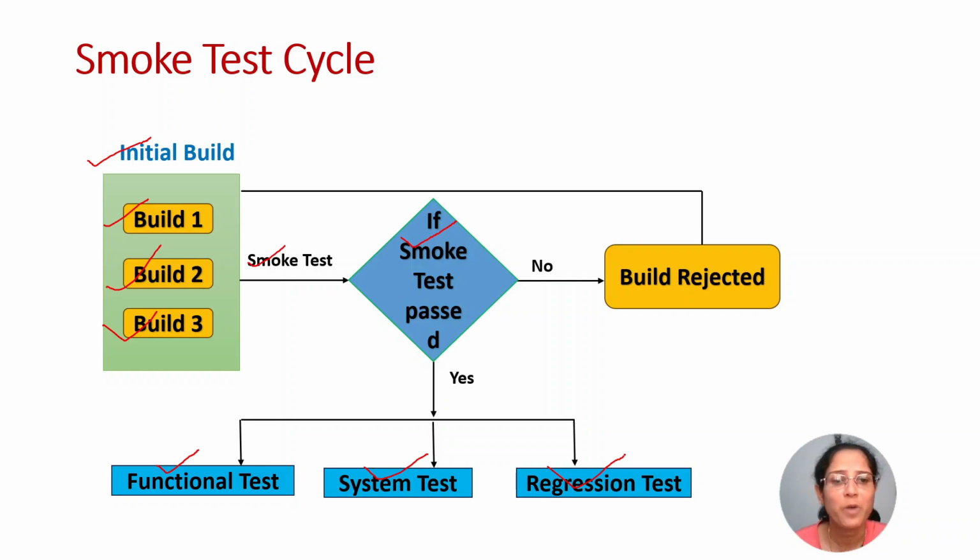If my smoke testing is passed, then I can go for further testing where I perform these different types of testing. And if my smoke testing has failed, then I simply reject the build. I will not accept the build as a tester. I reject the build and it gets assigned to the development team again, and the process starts again: the development team fixes all the showstopper defects, then releases the build, and the cycle continues like this. So this is about the smoke testing cycle.